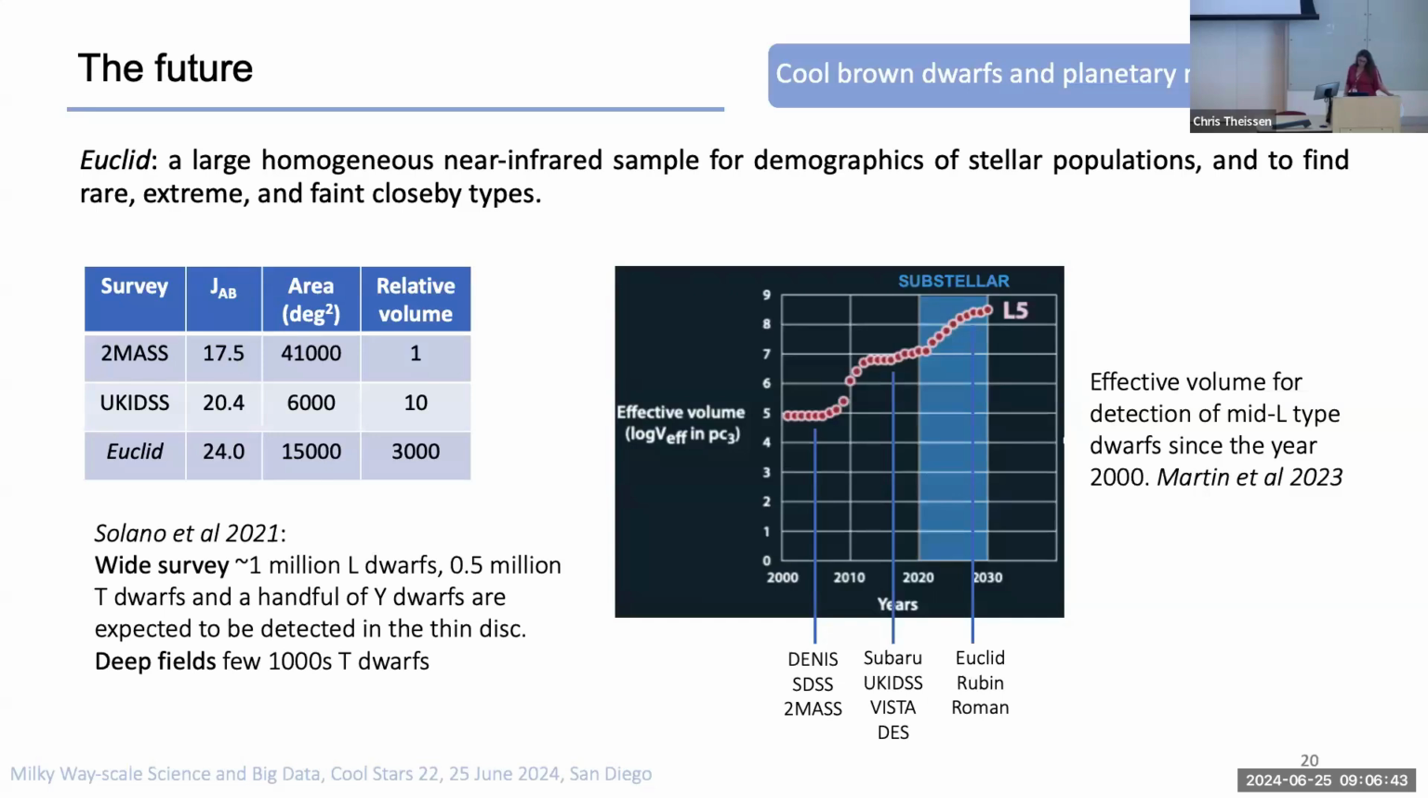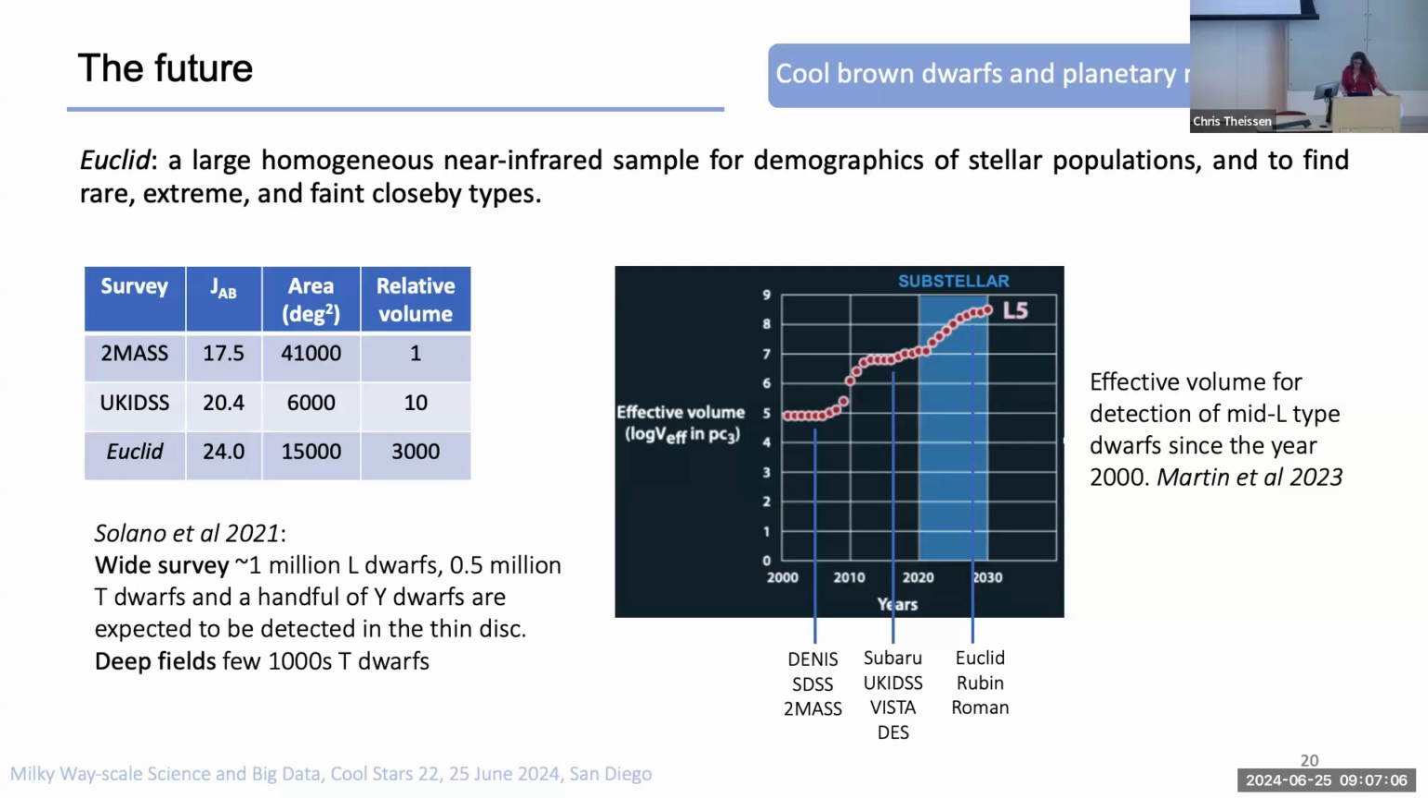It was about 10 to the 5 cubic parsec with DENIS, SDSS and 2MASS, and has been multiplied by a factor of 2 orders of magnitude with Subaru, UKIDSS, VISTA VHS, and about the same increase is expected with Euclid and complementary data, Rubin and Roman.